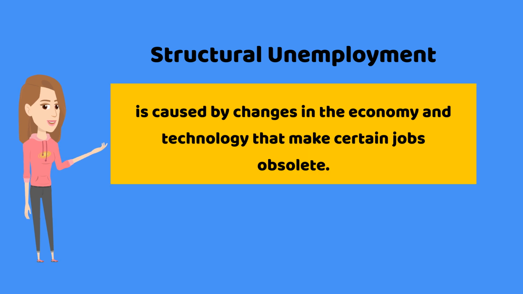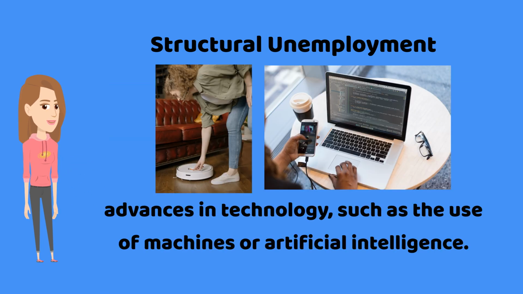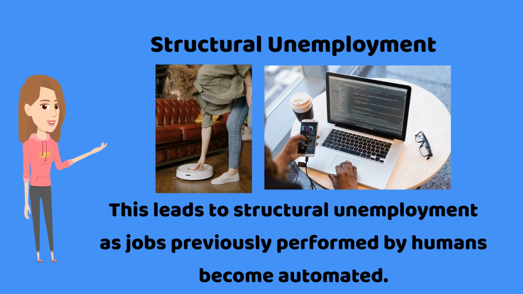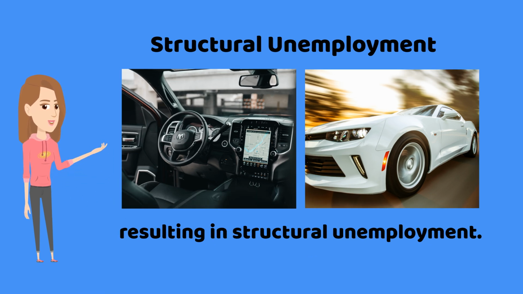Let's now look at structural unemployment. This is caused by changes in the economy and technology that make certain jobs obsolete. Some examples that cause structural unemployment include advances in technology, such as the use of machines or artificial intelligence. This leads to structural unemployment as jobs previously performed by humans become automated. For example, self-driving vehicles may lead to a decline in the demand for taxi and truck drivers, resulting in structural unemployment.